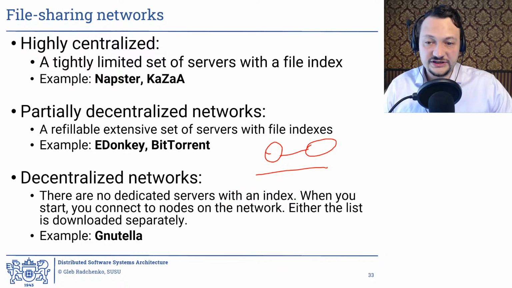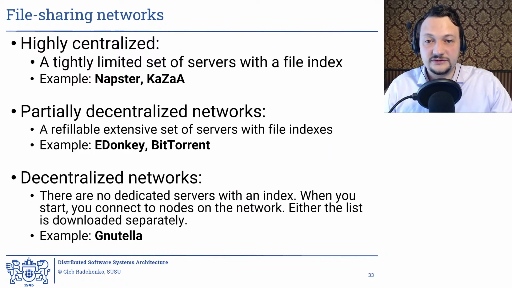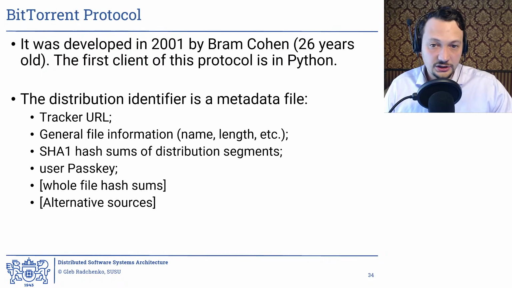So, as an example, and one of the most famous systems for file sharing, we would discuss the BitTorrent protocol. BitTorrent was developed in 2001 by Bram Cohen, and the first client of this protocol, he wrote using the Python language. When you would like to download something from the BitTorrent network, you need to obtain the torrent file.